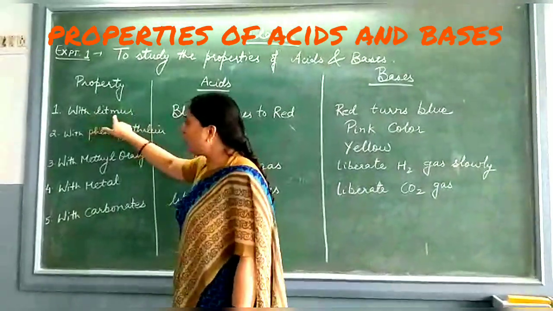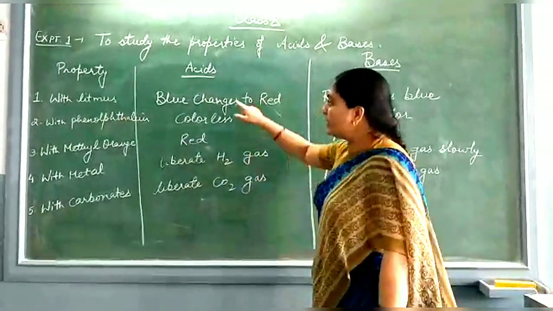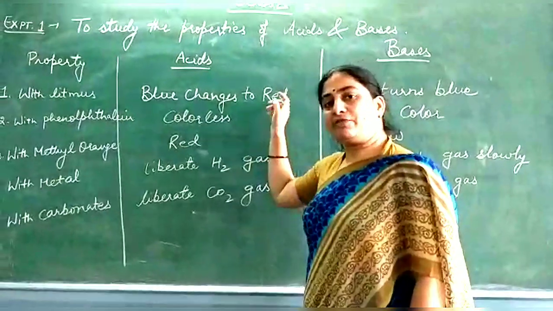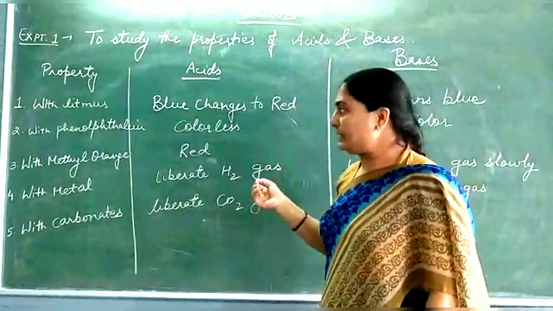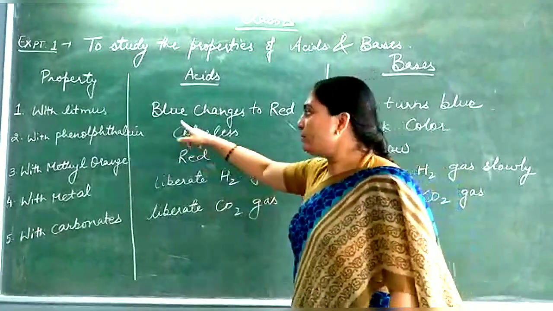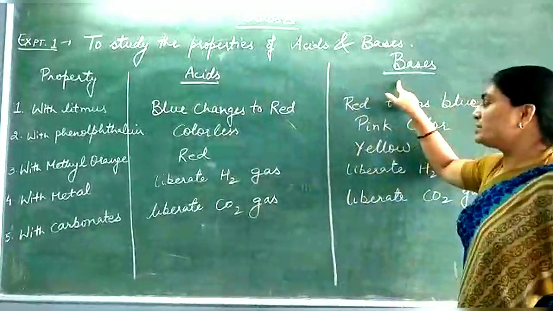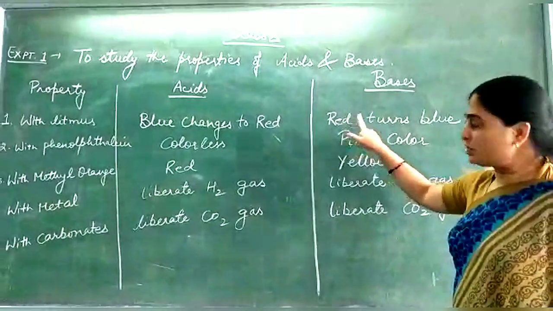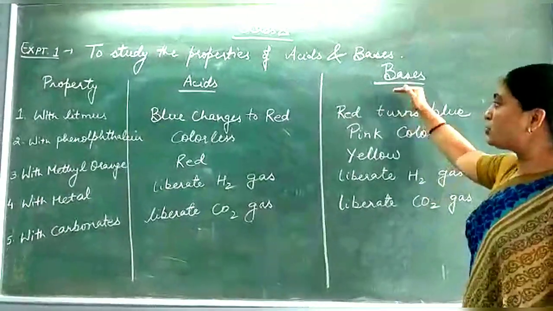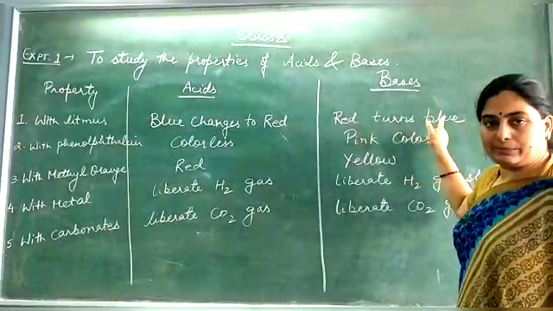So the first property is what will happen when litmus solution or litmus paper is used. In the case of acid, we have seen that it changes blue litmus to red, but if you dip red litmus paper in the acid, it will not show any change. So it's only blue litmus that changes to red with acid. When we move to base, we found that it changes red litmus to blue and not blue litmus to red. That means it will not show any change with blue litmus. It will only turn red litmus to blue.